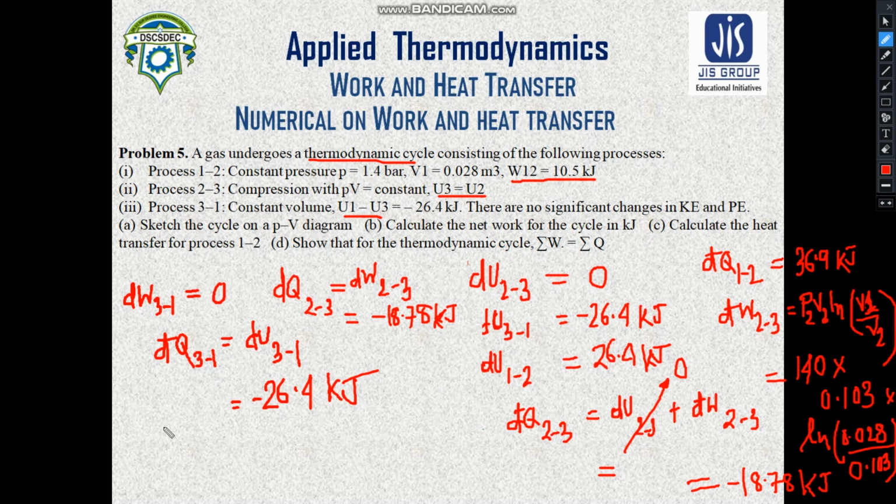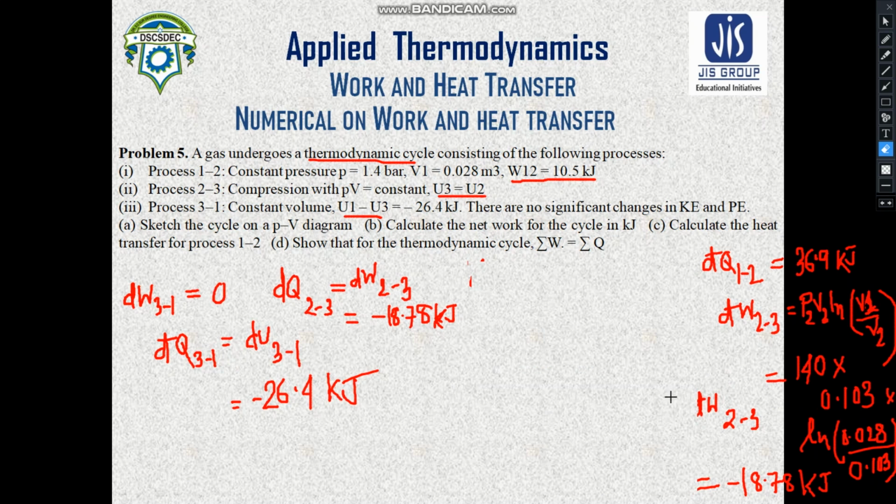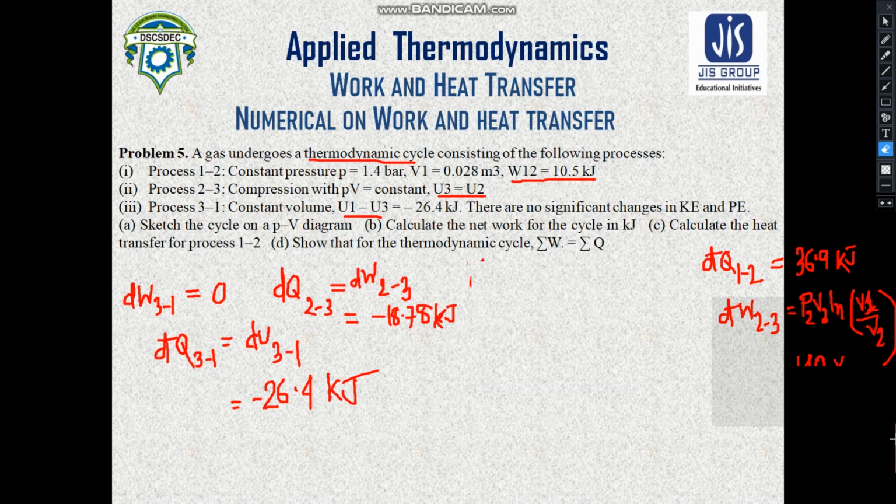Okay, so you have found out all the values which were required. Now our primary objective is to sum up all this data here. I am just checking whether all the data is available or not. So let us clear up all of this.